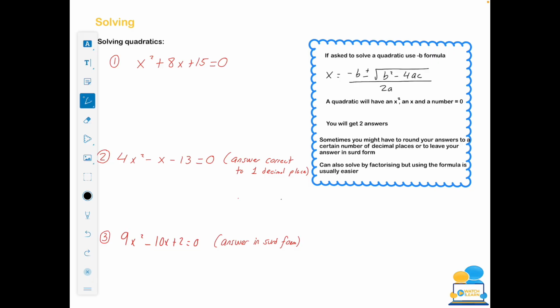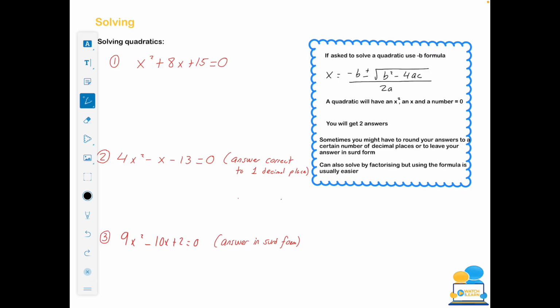You'll always get two answers. Sometimes you might have to round your answers to a certain number of decimal places or leave your answer in surd form. So they'll tell you that in the question. So in 2 here we'll be rounding, and then in 3 we're leaving it in surd form. That means to leave a square root, but we'll see that in a second.